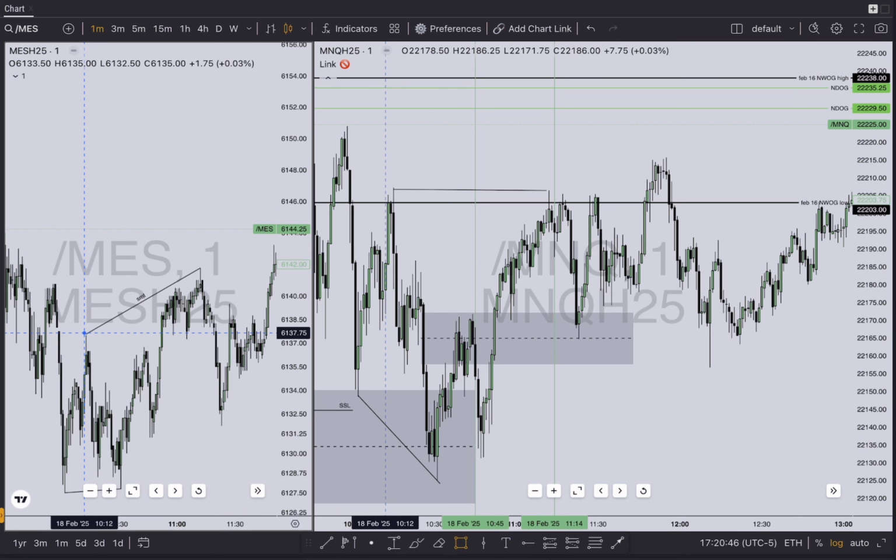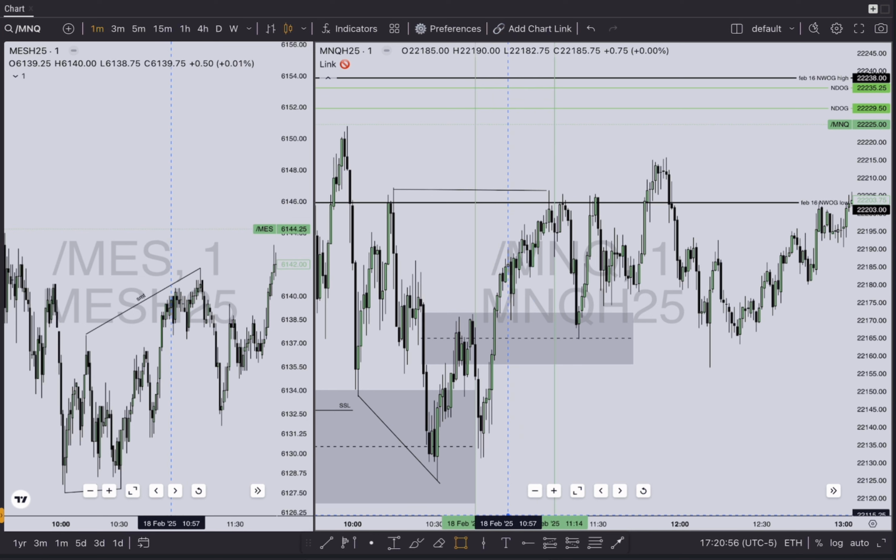10:13. Let me get that right. 10:13. Look at ES, 10:13. Look at NQ. Look at that high, 10:13. ES swept that. NQ didn't. NQ was still right here. This is the high that I just marked out, right? NQ didn't sweep it. So this is an SMT right here.